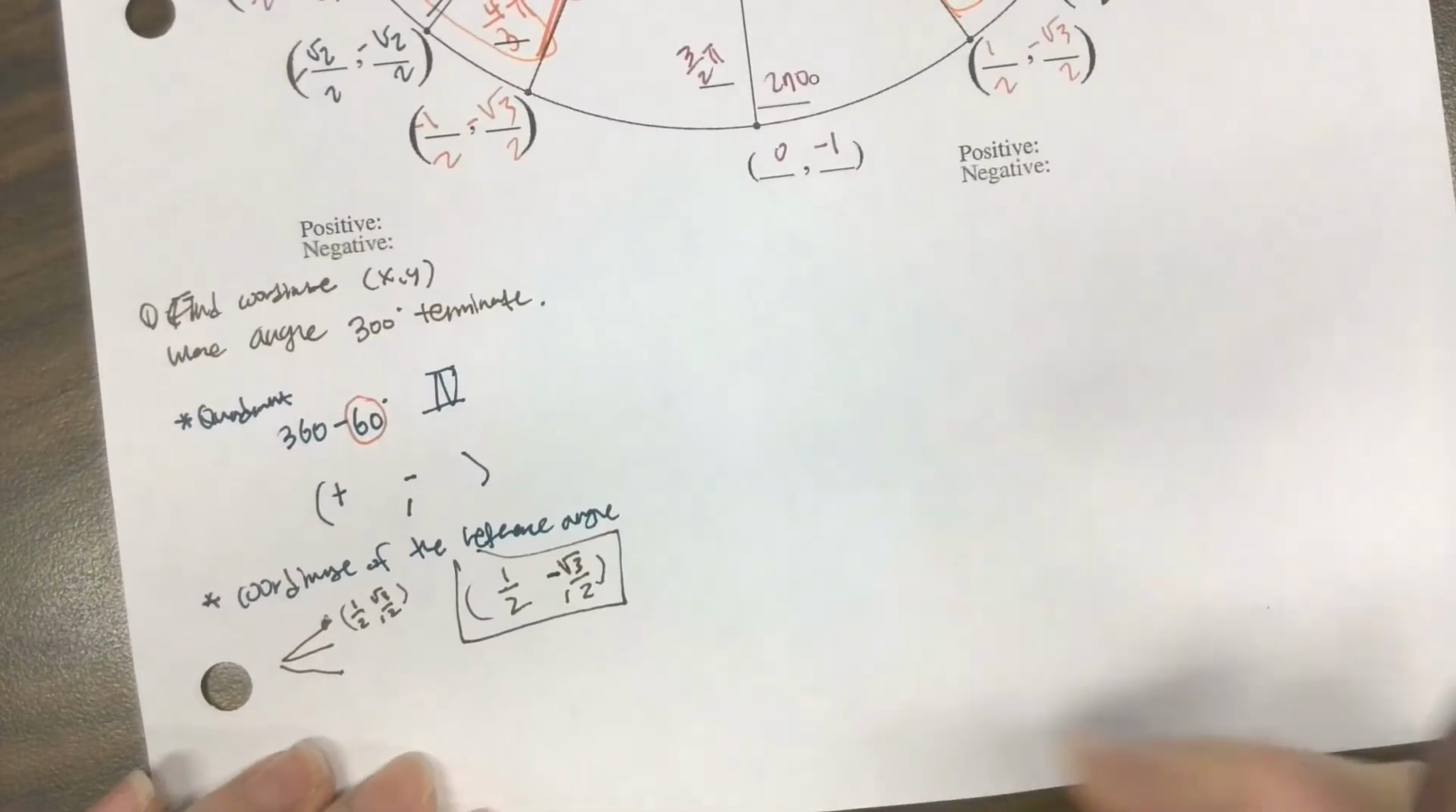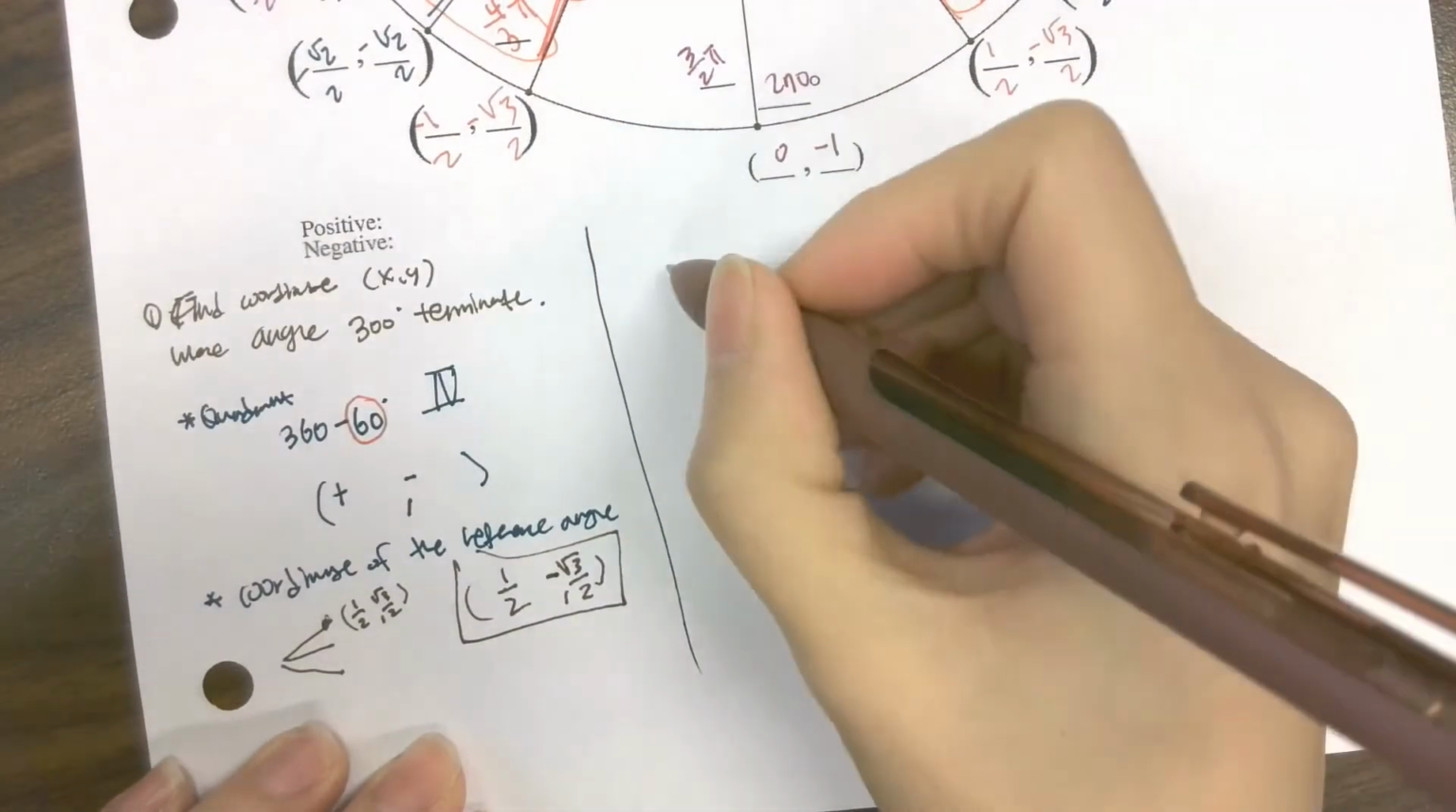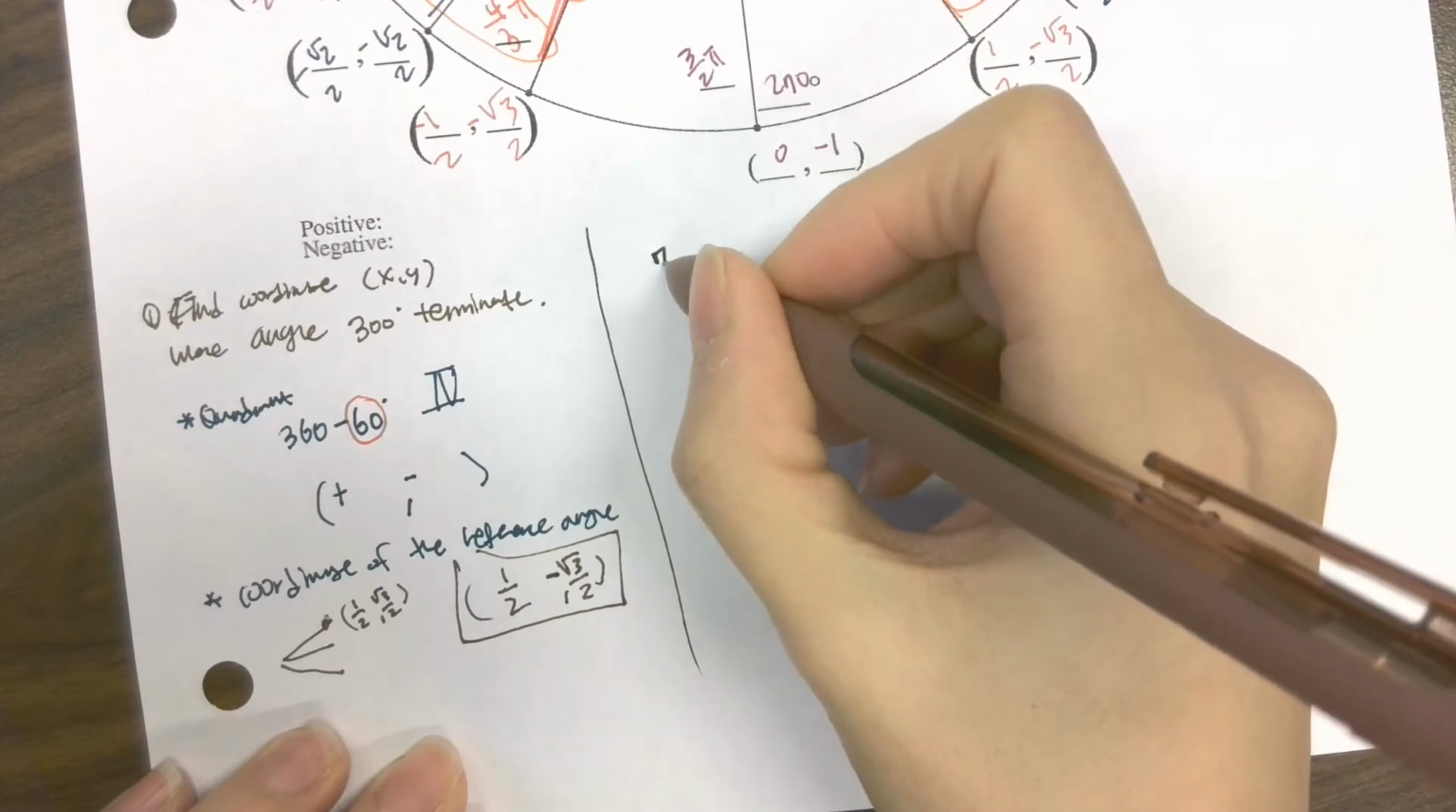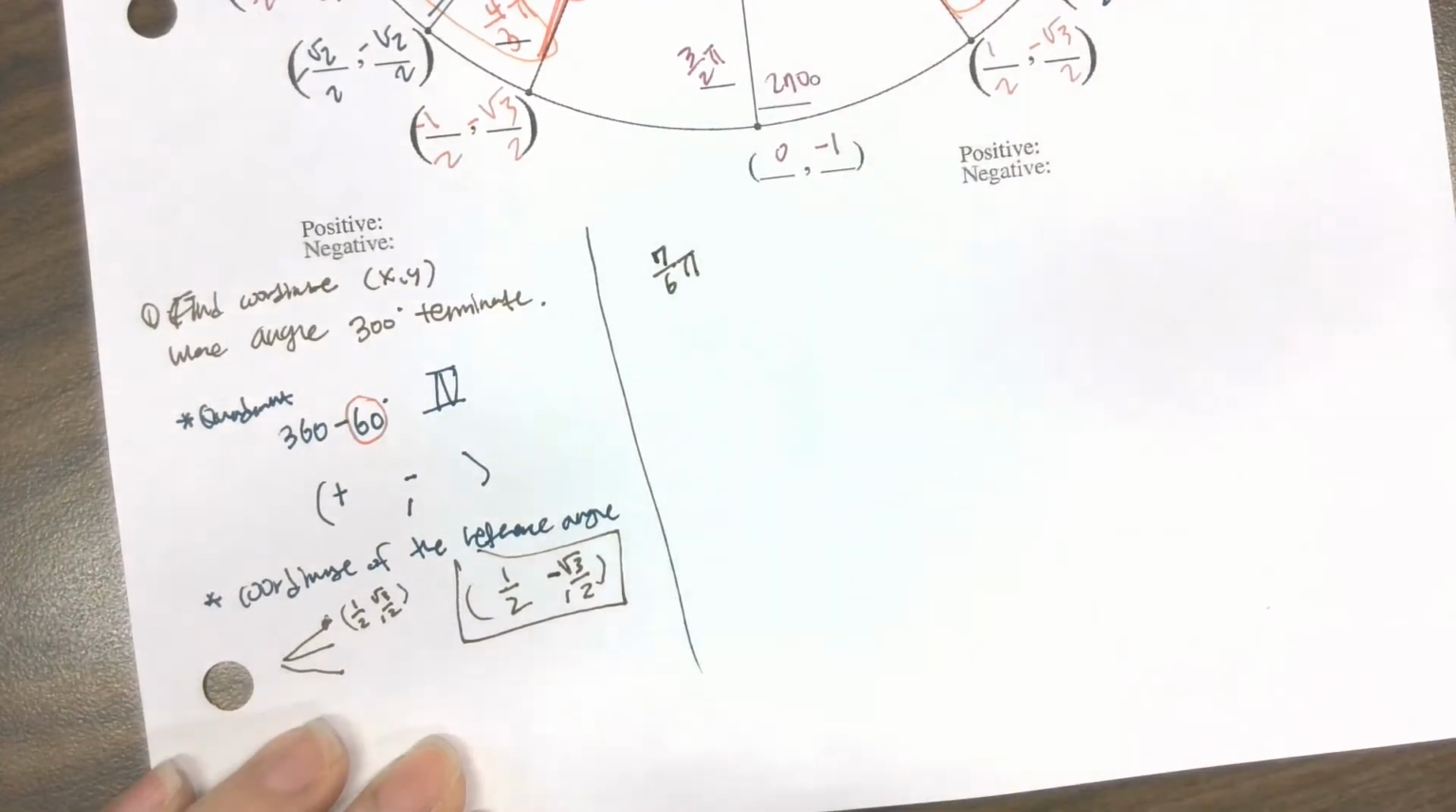Okay, let's do one more. Find the coordinate x comma y where the angle 7 pi over 6 terminates. 7 pi over 6.